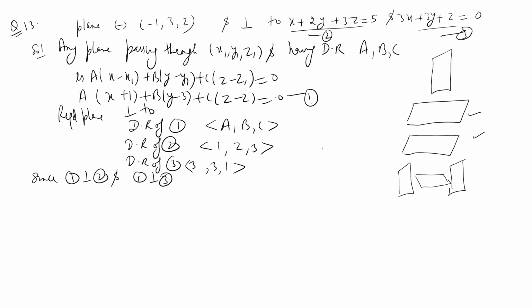Since plane 1 is perpendicular to 2 and 1 is perpendicular to 3, we know that the condition is a1 a2 plus b1 b2 plus c1 c2 is 0. So the first equation will be a plus 2b plus 3c equal to 0. Second will be 3a plus 3b plus c equal to 0. Now I have to solve this to get the values of a, b, c.